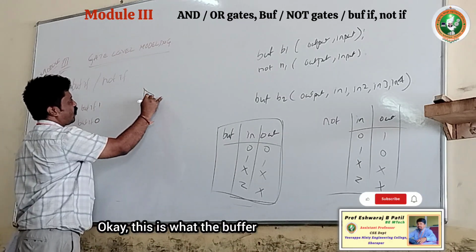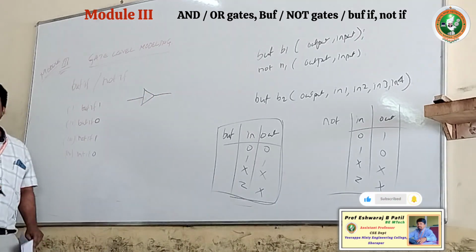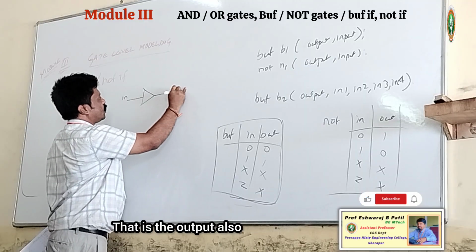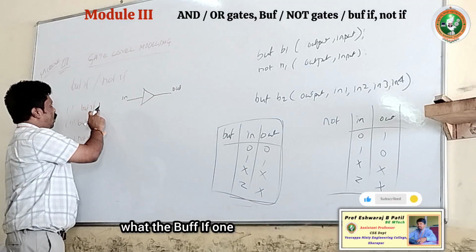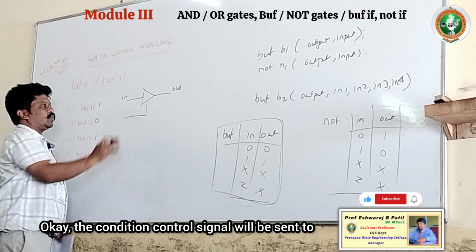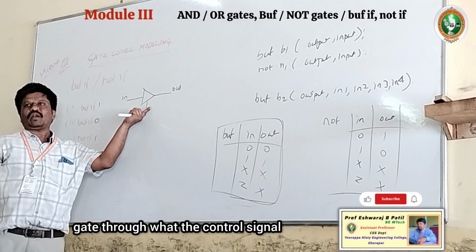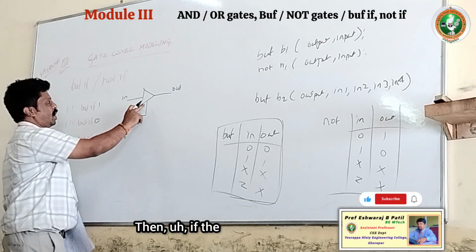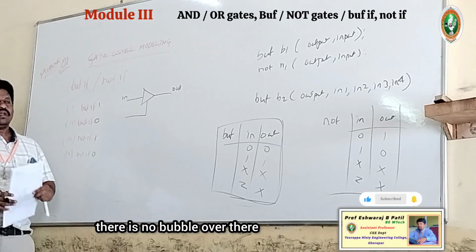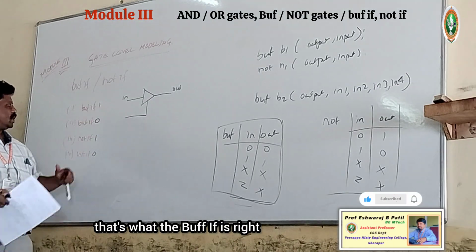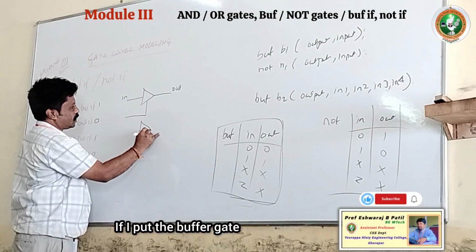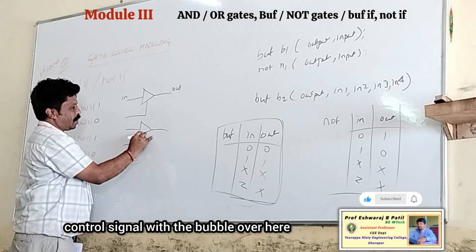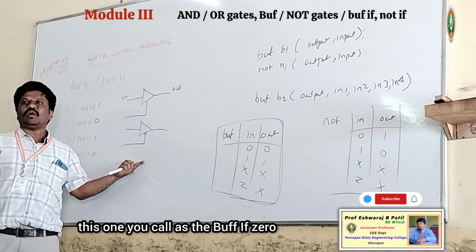This is the buffer. Whatever the input is, that is the output. But I am sending the condition, the bufif1. The control signal is sent to the buffer gate, and this control signal we can say is the if statement. If there is no bubble over here, that is the bufif1. If I put the buffer gate with a control signal with a bubble over here, this one is called the bufif0.